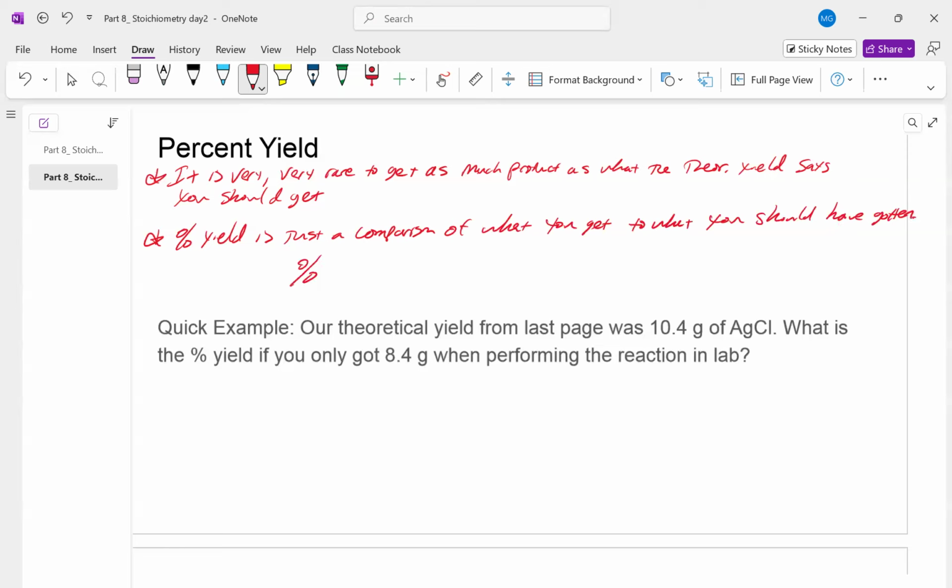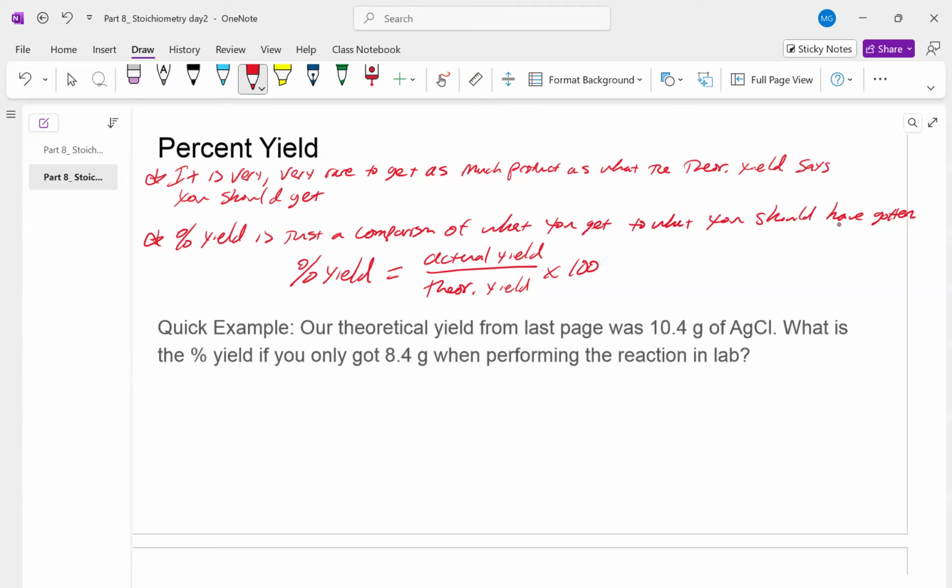And so here's the formula. This is something you should just commit to memory. Percent yield is the actual yield divided by the theoretical yield. And then we multiply it by 100 to put it into a percent.